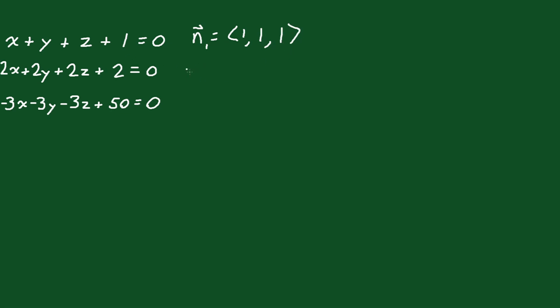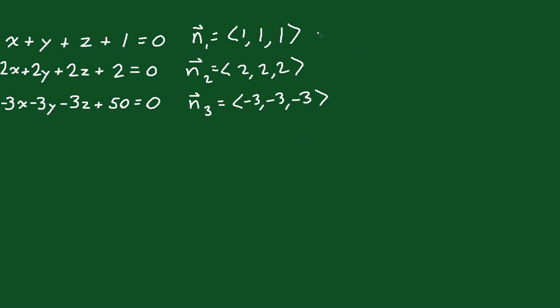The second equation will have the normal vector 2, 2, 2. And this third equation would have the normal vector -3, -3, -3. Now, if all three of these normal vectors are multiples of each other, that means that the normal vectors are collinear or parallel to one another, and that means that the planes themselves are also parallel.